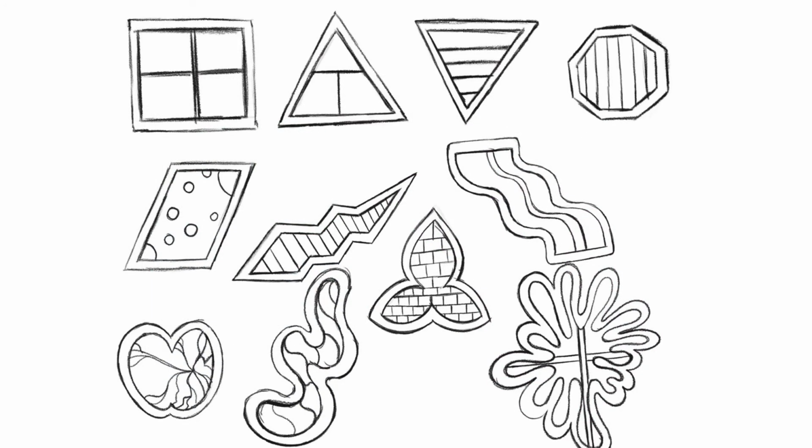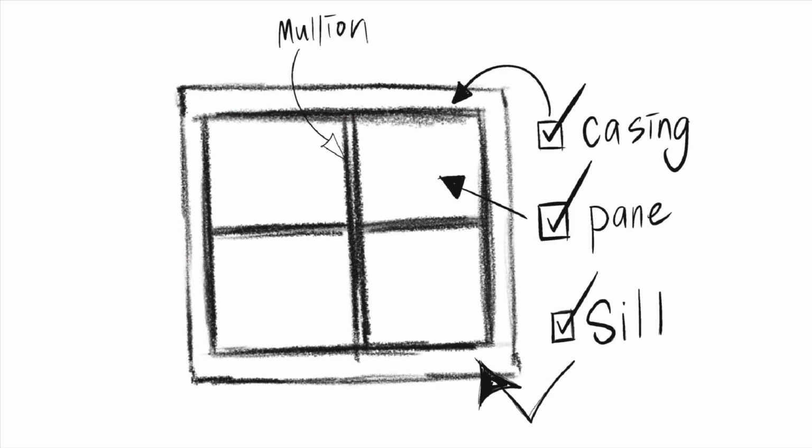So just to review, your challenge is to create 5 to 10 window designs combining geometric and organic shapes. Each of your designs must include the casing, the window pane, and the window sill, and optionally the mullions.